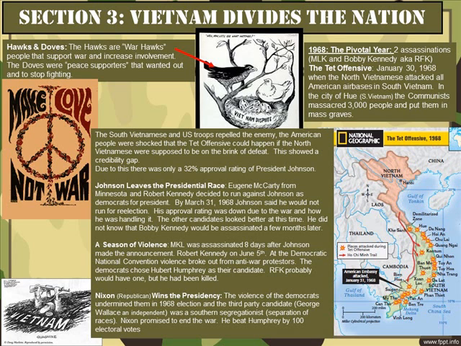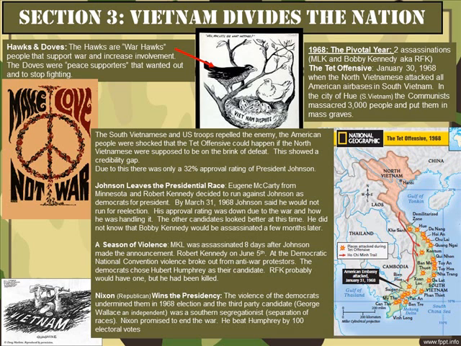And the Vietnam dispute. In 1968, it is a pivotal year. 2 assassinations, Martin Luther King and Bobby Kennedy, also known as RFK. The Tet Offensive also happened on January 30th, 1968, when the North Vietnamese attacked all American air bases in South Vietnam. In the city of Hue in South Vietnam, the communists massacred 3,000 people and put them in mass graves.